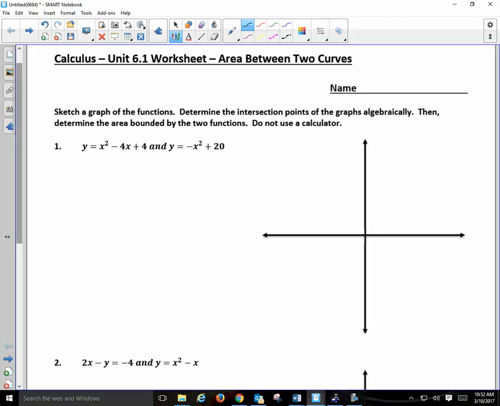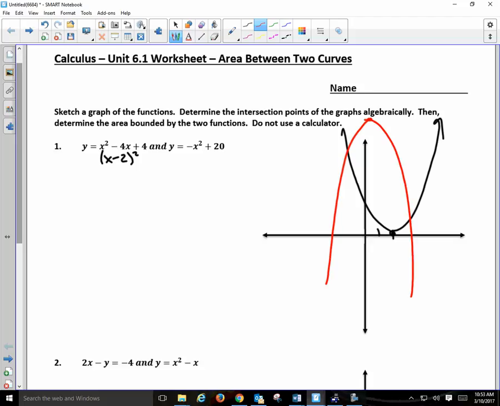So as we look at y equals x squared minus 4x plus 4, what does that look like? It's a parabola. And actually, it's x minus 2 quantity squared, so you can see that the vertex is 2, 0. And it goes up. What does the next parabola look like? Starts way up here and it goes down. So, something like that, okay?